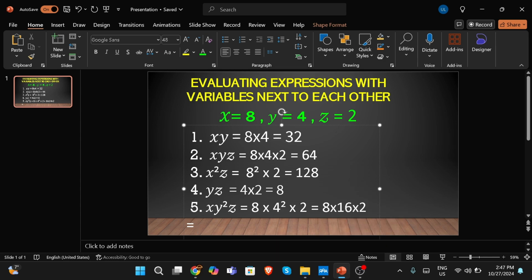So we have to multiply it. 8 times 16 is equal to 128, and 128 times 2 is equal to 256.